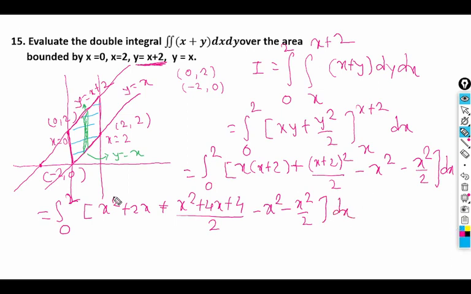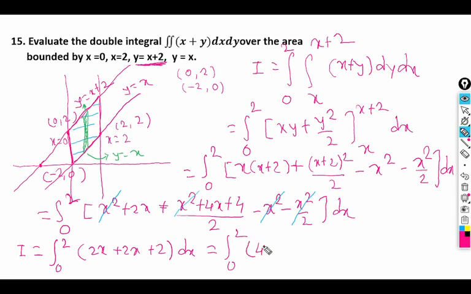You will observe this x² will get cancelled with this x², and this x²/2 gets cancelled with this x²/2. So we are left with the integral from 0 to 2: this is 2x, this is 2x, 4x upon 2 is again 2x, and 4 by 2 is 2. This much only we are left with. So we are left with the integral from 0 to 2 of 4x + 2. Now the integral of 4x is 4x²/2, that is 2x², and the integral of 2 is 2x. Limits are 0 to 2. Put the upper limit and lower limit and you can easily prove that the answer is 12.